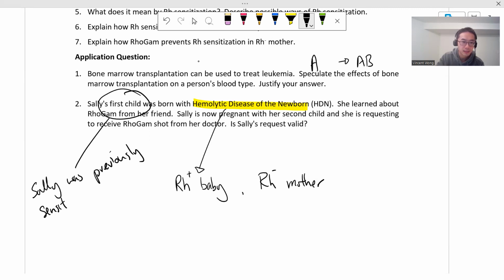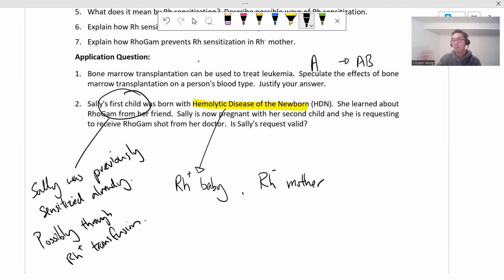Okay, so this suggests that Sally was previously sensitized already. How? Possibly through Rh positive transfusion. Maybe there was an emergency that she needed blood and they did not have O negative on hand, so they gave her O positive. Do you understand that? So she would already be sensitized. And that's why her baby was born with hemolytic disease of the newborn.